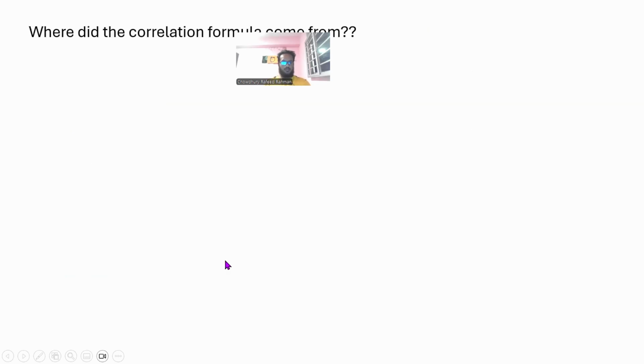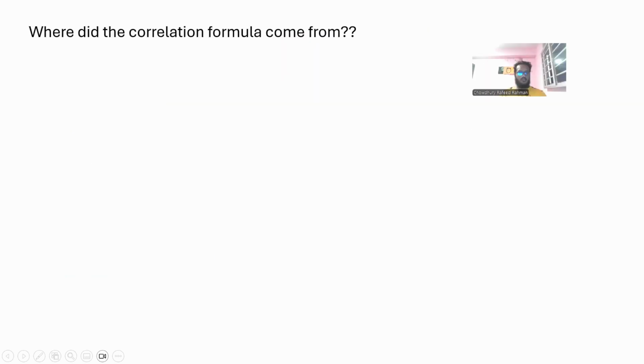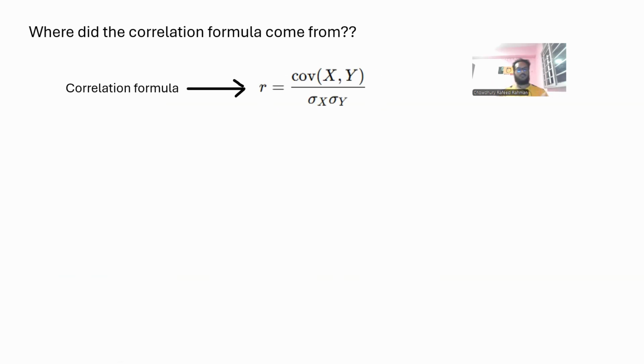But one thing we wanted to answer is this. So where did the correlation formula come from? Right, that hideous formula that we just saw. So first of all, this is the correlation formula. So this is basically very fundamental. If you do know about correlation, you know about this.